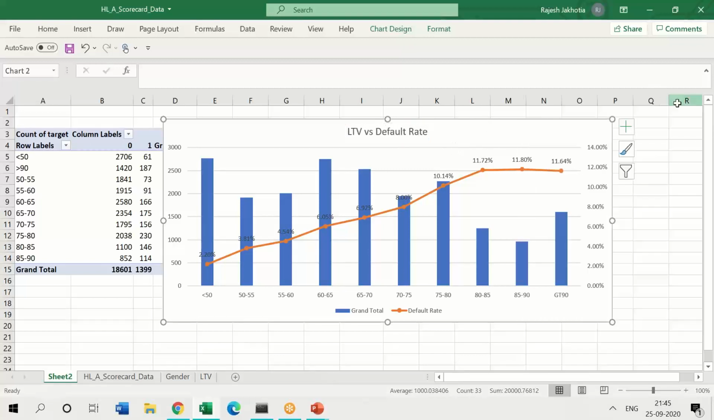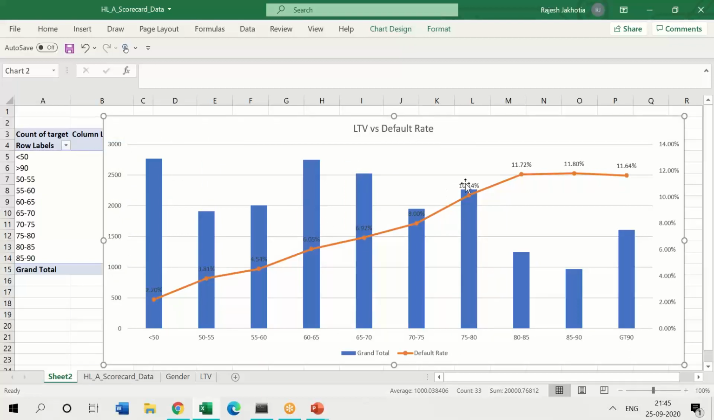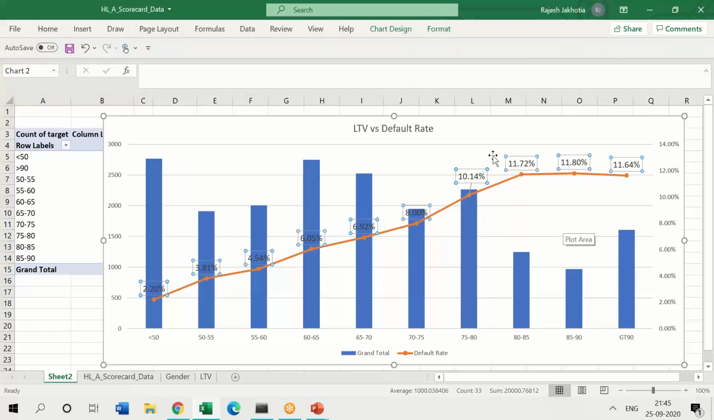Okay, here we have our graph. Make it big so that you can clearly see on your screen. This is the default rate. So quickly, what I've done is a data which was in number of rows, I've shown it in a visual format, and the visual format is in line with our hypothesis.